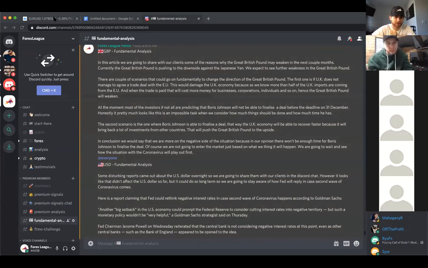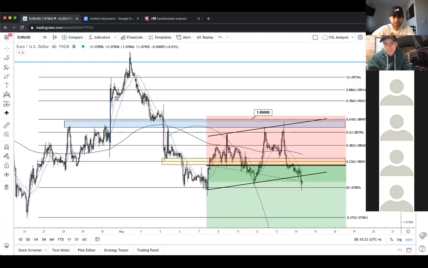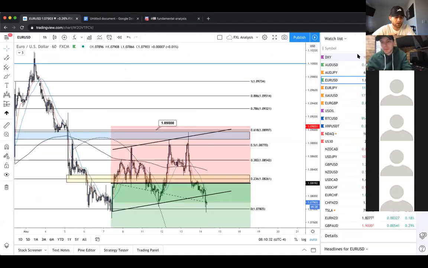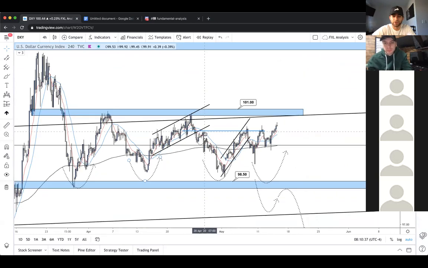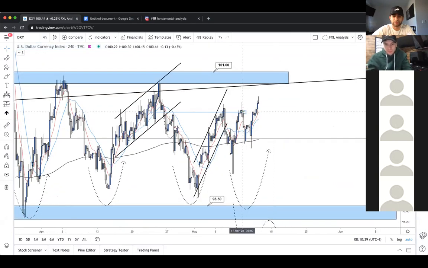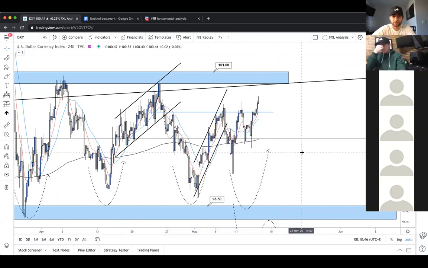This is the inside of our Discord. For you guys that are new to these live sessions, pretty much we are just going to go over all of our analysis that we have posted in that Discord chat. And we are going to go over potential trades for today and for the rest of the week. Look at our higher time frame analysis that we post for free. And then the signals and the premium analysis, that all goes out to paid members.